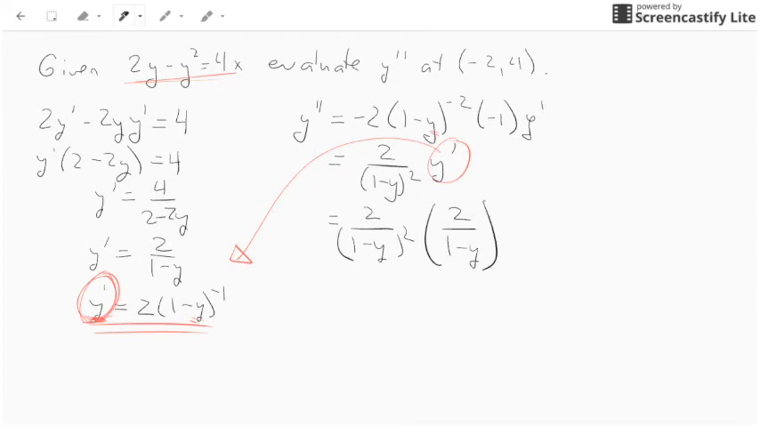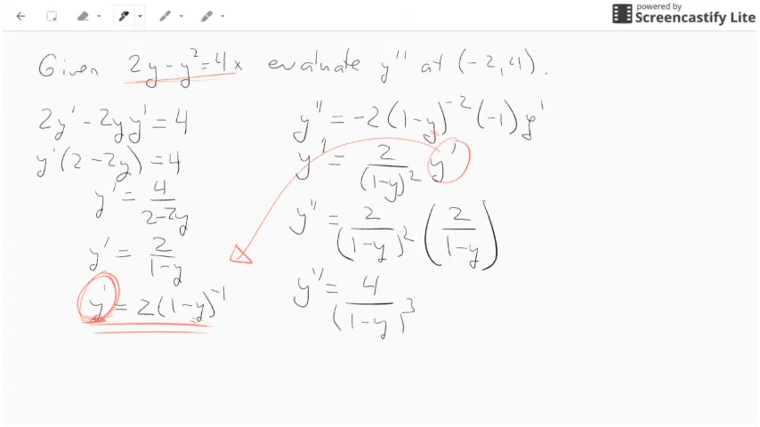And now I can put these two factors together, and I will get that the second derivative, and I probably should have written that all the way down there, but the second derivative here is going to be equal to 4 over 1 minus y cubed. There we go. And that's the second derivative that we're looking for.